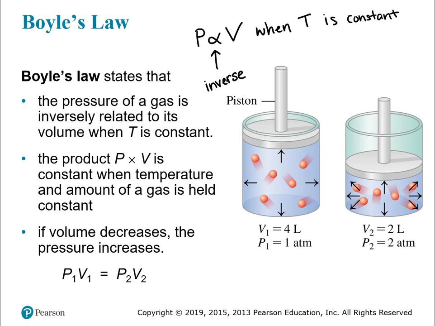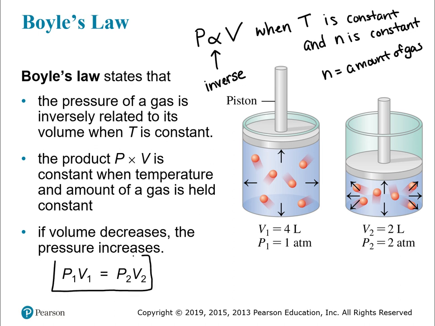The product of the pressure times the volume is a constant when the temperature and the amount of gas are held constant. N is the amount of gas, and we're going to talk about that a little bit later. If the volume decreases, then the pressure increases, and vice versa. So this is Boyle's law. You'll see P1, V1. Anytime you see a subscript of 1 in a gas law like this, it means the initial conditions. And then the subscript of 2 means the final conditions.